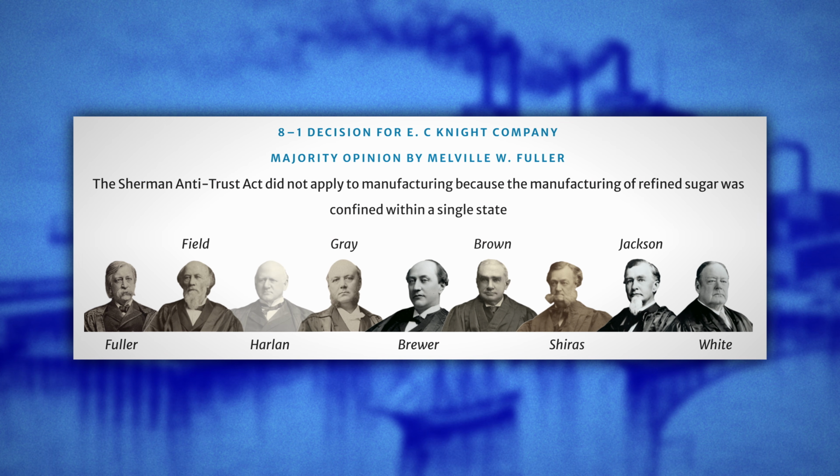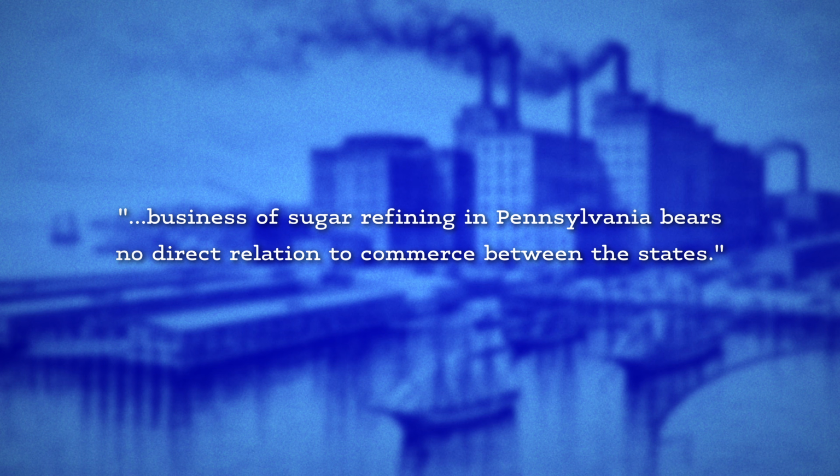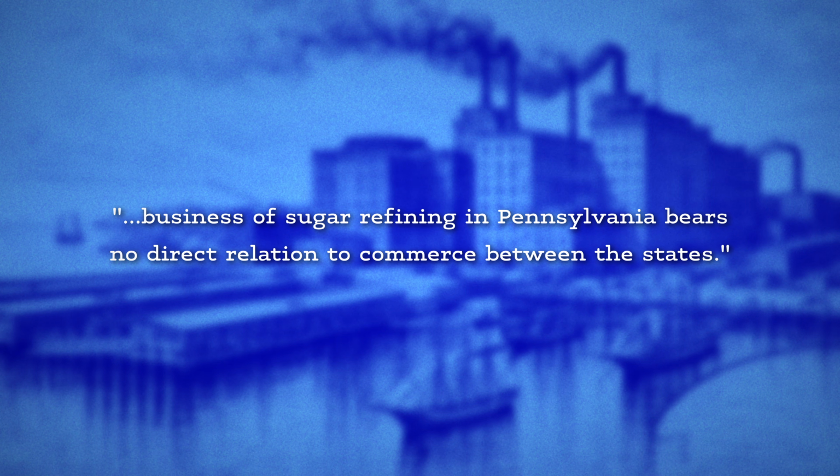So in an 8-1 near unanimous decision, the Supreme Court found that while the deal between the companies did create a monopoly over a basic necessity of life, sugar, the government could not suppress the activity under the Antitrust Act and therefore the Commerce Clause, because the business of sugar refining in Pennsylvania bears no direct relation to commerce between the states. And it specifically found in its ruling that the business of refining sugar was separate and apart from the business of shipping it and selling it across state lines. And since the monopoly at issue was over manufacturing and not the actual interstate trade itself, Congress could not step in and control that activity through the Antitrust Act.